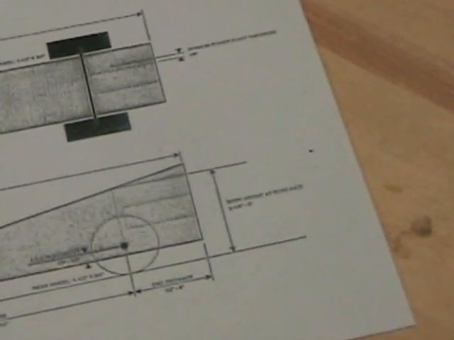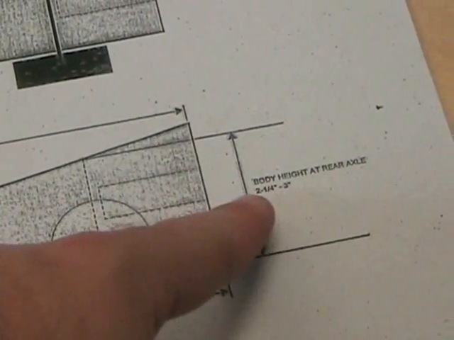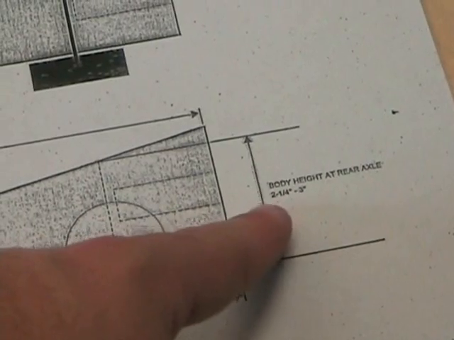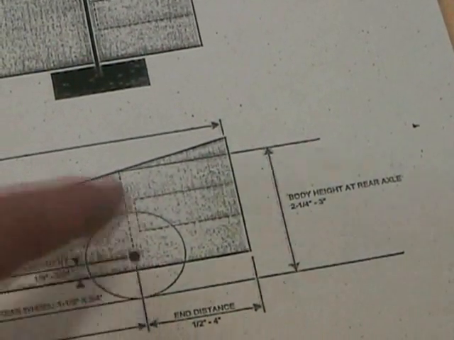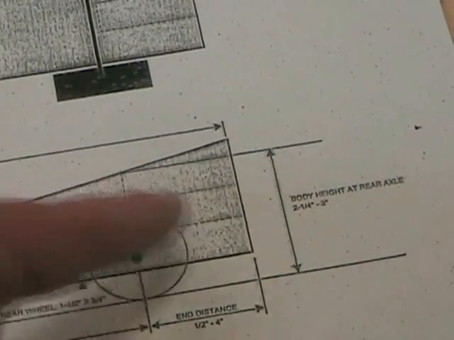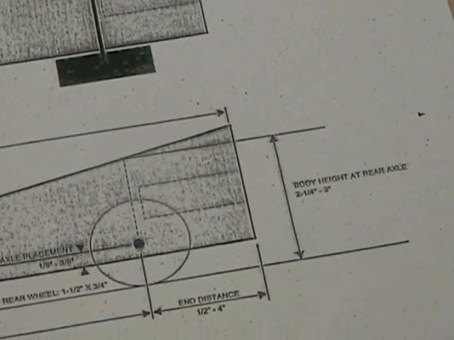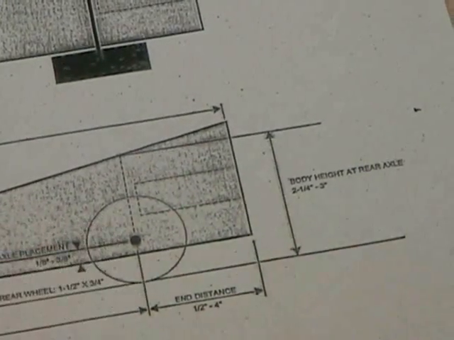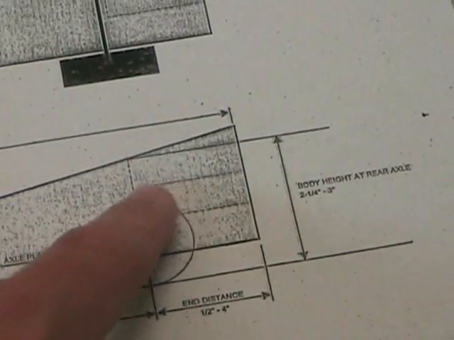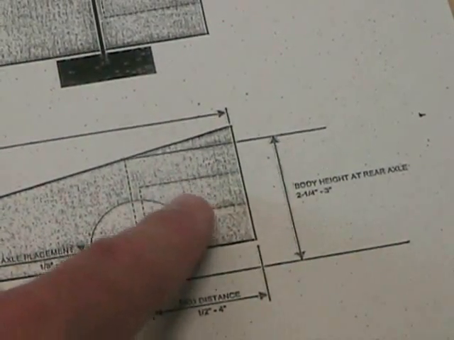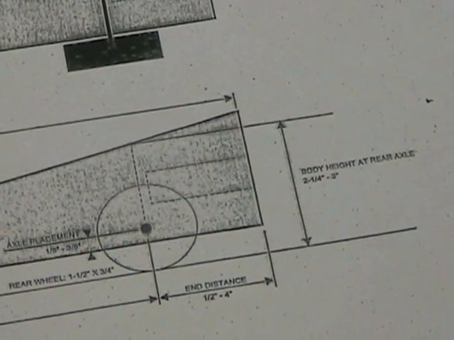One is the body height at the rear axle. You'll notice this measurement right here tells us the body height of the rear axle, and we measure that from the bottom of the rear wheel to the top of the car. That has to be 2 1/4 inches minimum, or 2.25 inches. If it's too short, the car will be illegal. And also, if it's too short, there's a big risk of cutting into this compartment that's been drilled out for your CO2 dragster cartridge. So you need to be conscious of that.